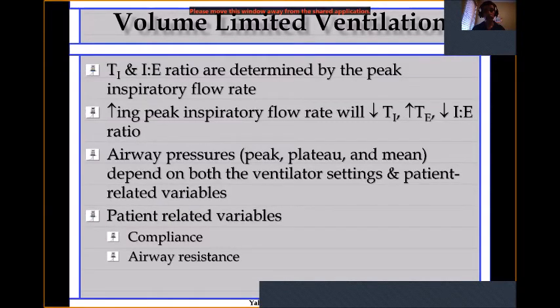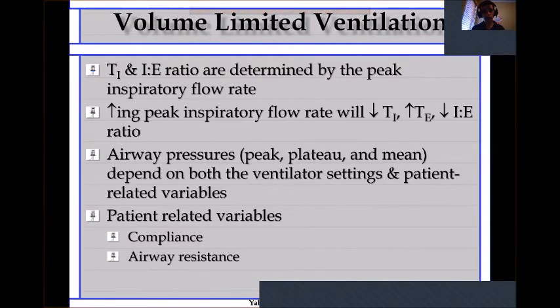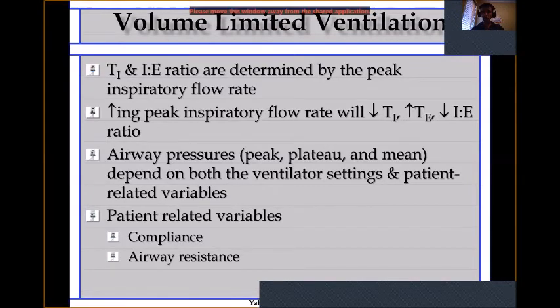Again, inspiratory time and IE ratio are determined by the peak inspiratory flow rate. Increasing peak inspiratory flow rate will decrease inspiratory time, because you need less time to deliver the volume, increasing your expiratory time and decreasing your IE ratio. In volume limited ventilation, the patient variables are the compliance and the airway resistance.